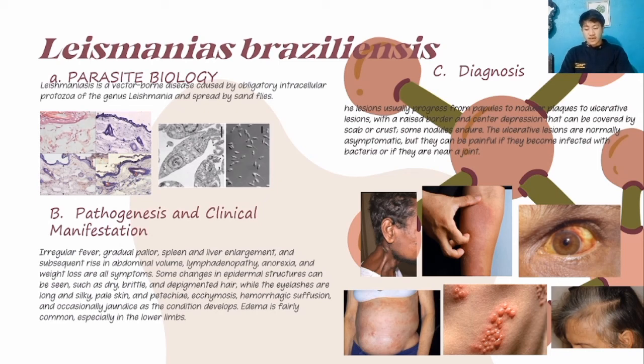The data revealed a tendency to higher tissue parasitism in the skin compared to mucous lesion sites and a reduction with disease progression. Diagnosis. The lesions usually progress from papules to nodular plaques to ulcerative lesions with a raised border and center depression that can be covered by scab or crust. Some nodules endure. The ulcerative lesions are normally asymptomatic, but they can be painful if they become infected with bacteria or if they are near a joint.